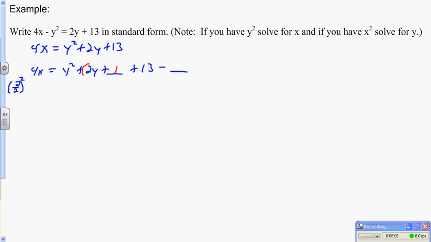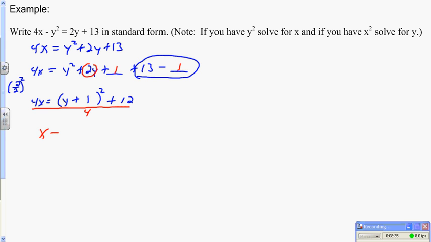Again, the 2 came from here. So now I have 4x equals, and this is now a completed square, so y plus, half of 2 is 1, and then this gets put together. Now, here's where I will bring 4 over. I'm going to divide both sides by 4, and that gives me x equals 1/4 y plus 1 squared plus 3.